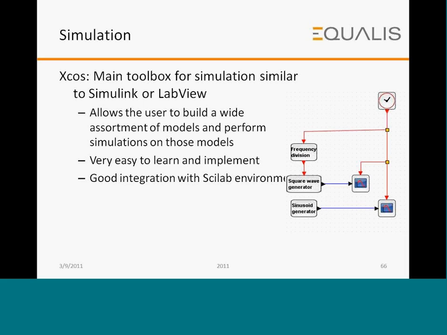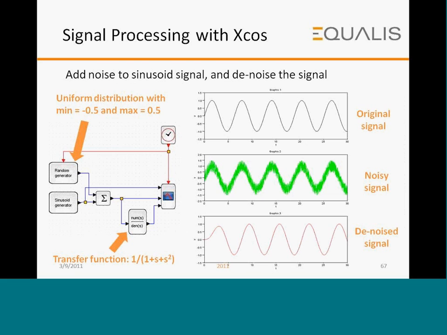Another area is signal processing, where you could either write scripts in Scilab, or you can use Xcos and do graphical programming. Xcos is the tool in Scilab which is equivalent to Simulink in MATLAB or LabVIEW. It allows the user to build a wide assortment of models and perform simulations on those models. Very easy to learn and implement, and it has a good integration with the Scilab environment. This shows an example where I'm starting with the original signal, and I add noise to it, and I can filter the data and get a denoised signal.